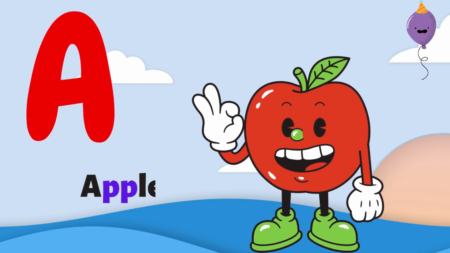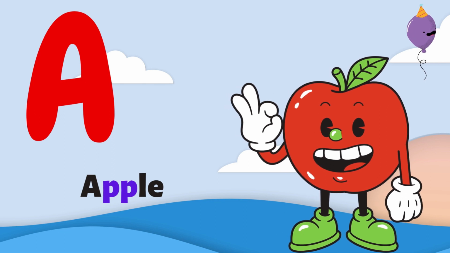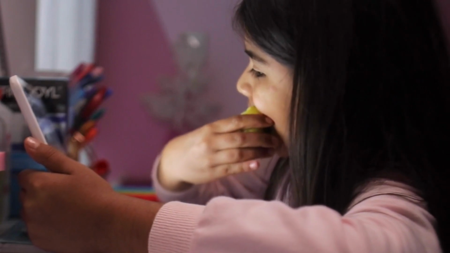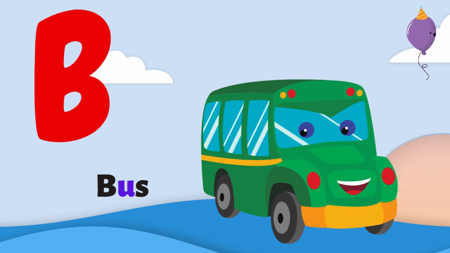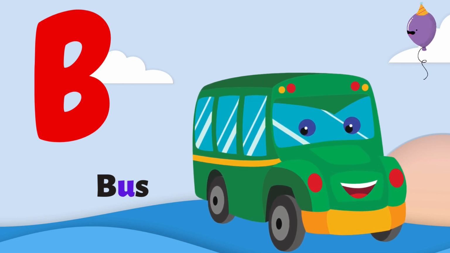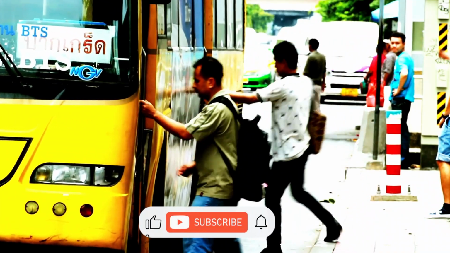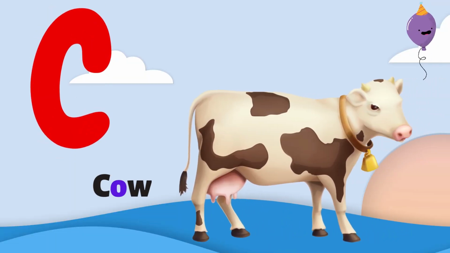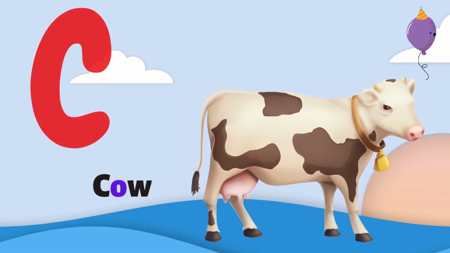A. A for apple, A-P-P-L-E, apple. B. B for bus, B-U-S, bus. C. C for cow, C-O-W, cow.